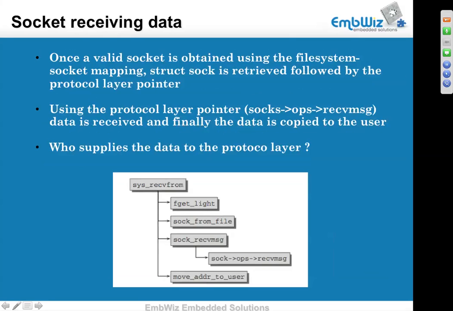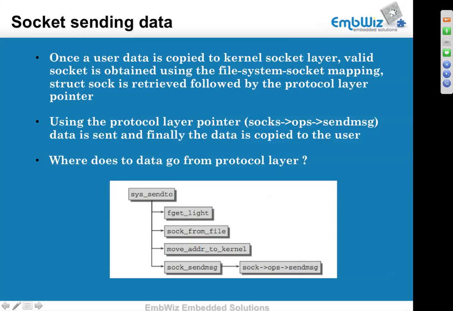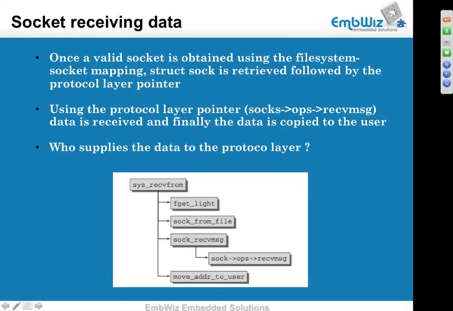Okay, so for receiving the data, the concept is the same. The only thing is the function pointer will be different and the sequence of copy will be different. Earlier, we saw fget_light followed by move address to kernel. But in this receive case, the mapping is resolved. Once you get a struct sock, you can call the protocol level receive. Once that succeeds, you will be copying the data to user using this function, move address to user.